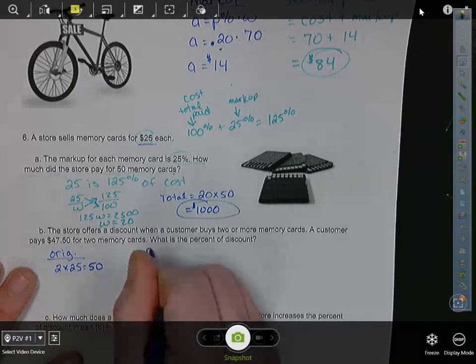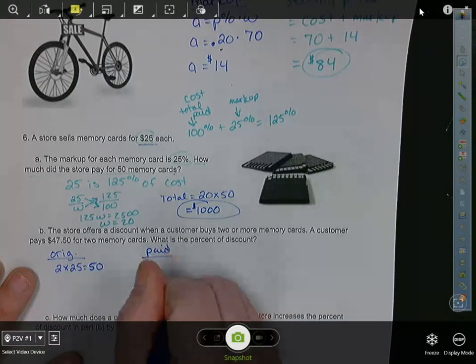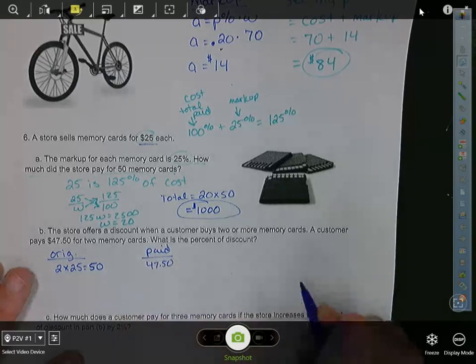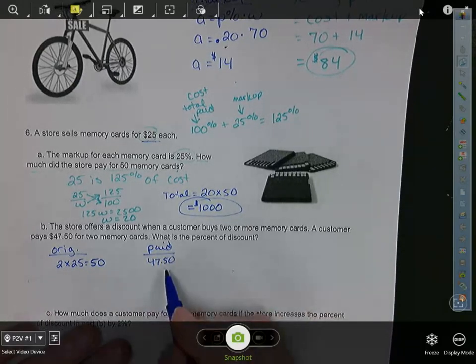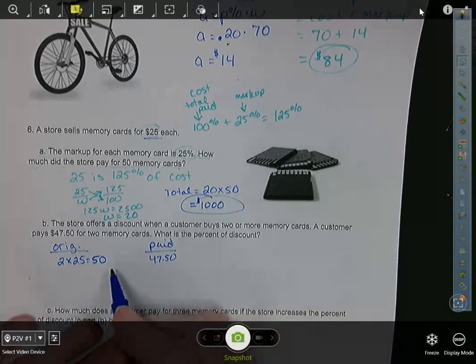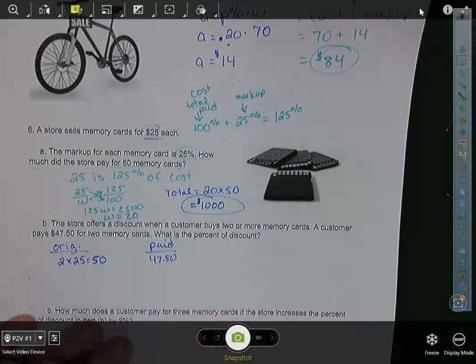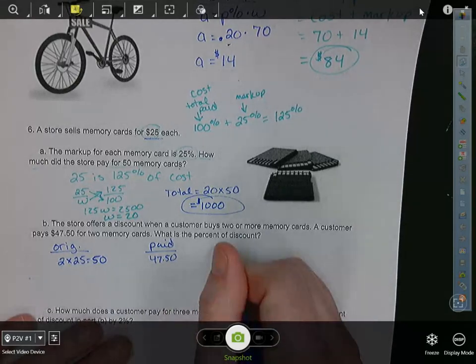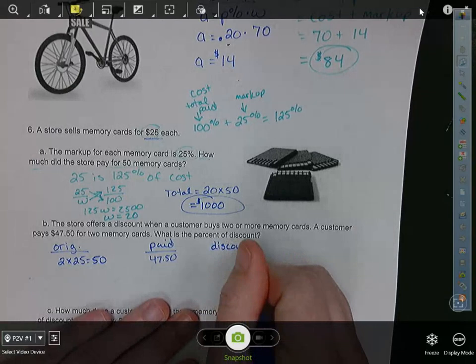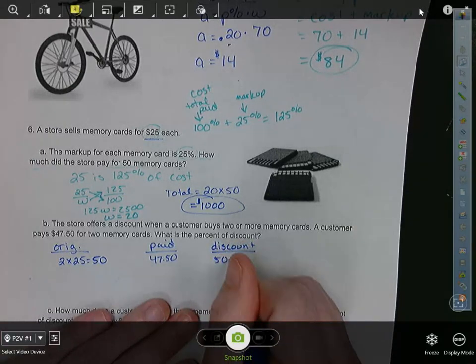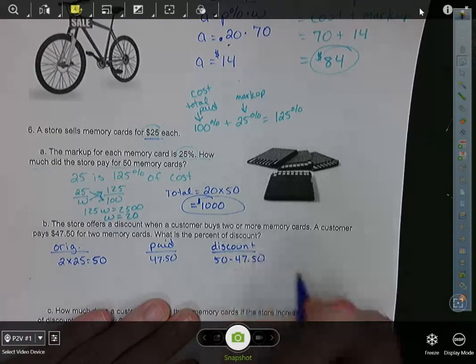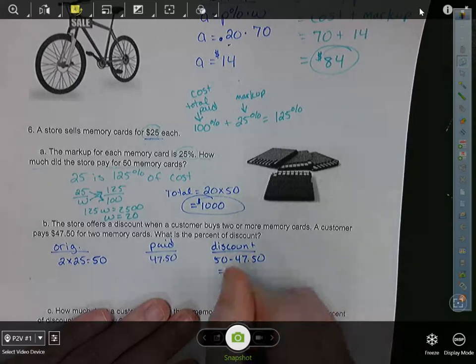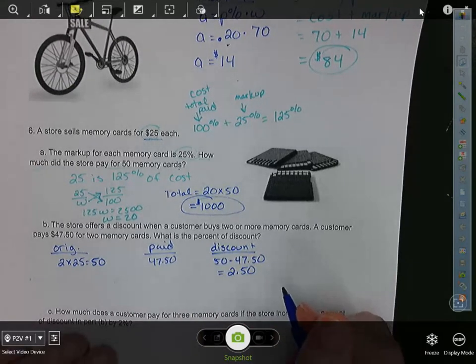Okay, well, they paid $47.50. So we need to figure out how much the discount was. So how can I figure out how much less they paid? I would just take 50 and subtract 47.50. And what's 50 minus 47.50? Yeah, so it's $2.50. So they got a discount of $2.50.